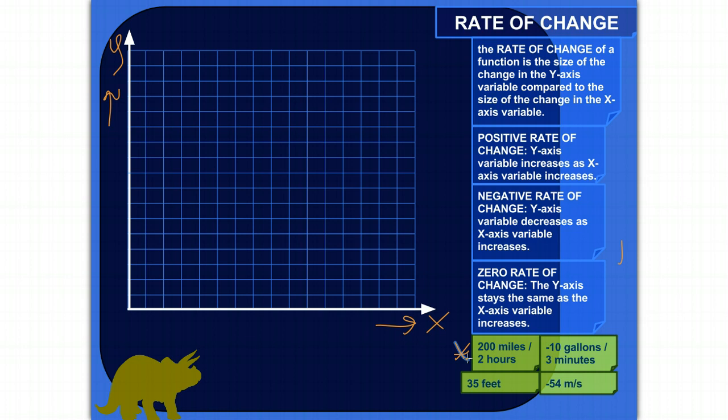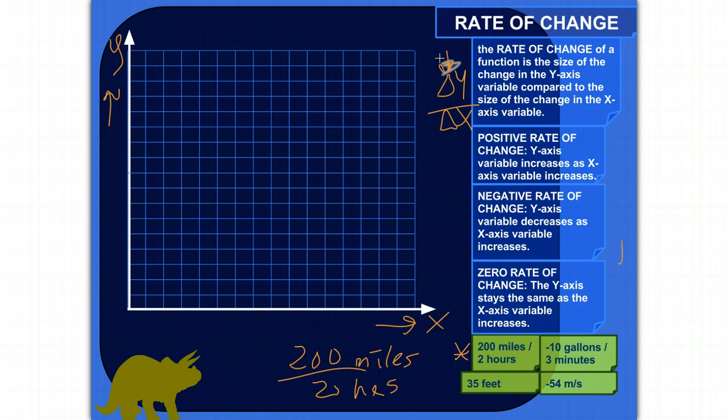So let's look at this first one here. 200 miles per 2 hours, and I could write that like that, 200 miles per 2 hours. Okay, so the rate of change is how quickly the y's are changing over how quickly the x's are changing, and that's a delta, and that just means change. It's probably a little advanced, so that's a little bonus there for you.